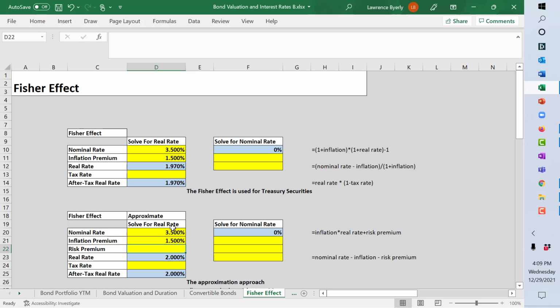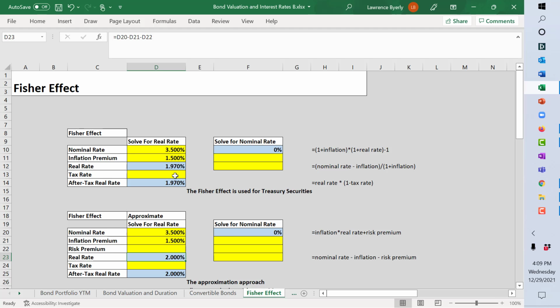If we put that in the approximate, 3.5 and 1.5, you can see that for the approximate method, you just subtract them, right? 3.5 minus 1.5. If we had a risk premium, again, for Treasury securities we don't have one, it would be 2%. So again, it's slightly different than this.